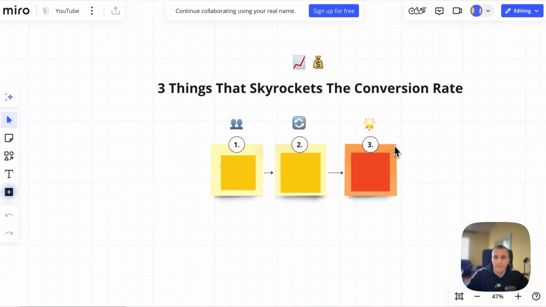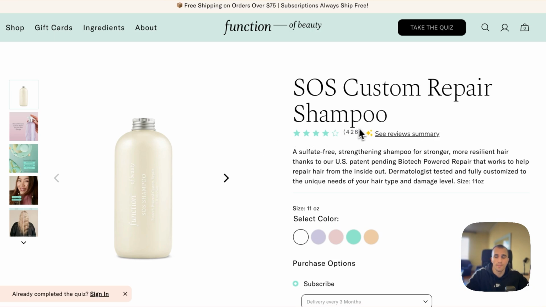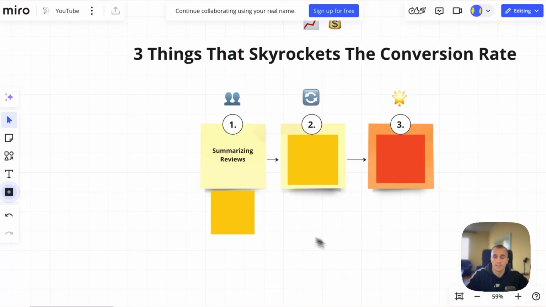So the first thing that we're going to cover is regarding the product page, which is arguably one of the most important pages on your Shopify store. And that thing is how they're summarizing their reviews in order to increase the trust and communicate the benefit of their product. So what I mean by that?